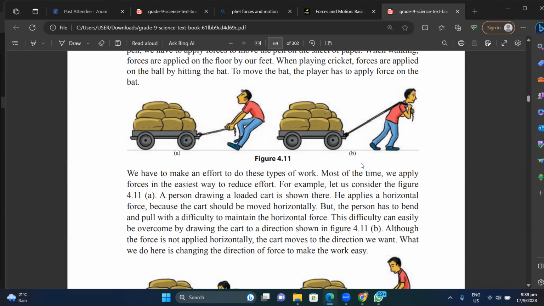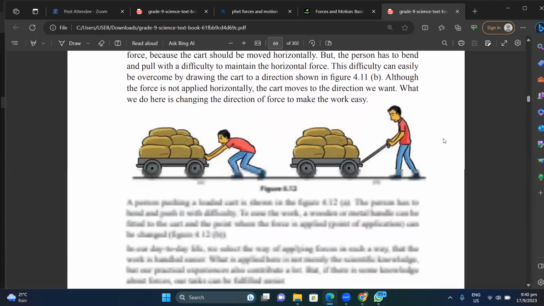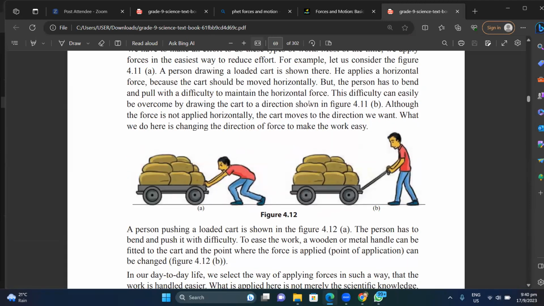Right. Okay. Here, in the first one, both are applying a horizontal force. To give a horizontal force, you need to bend yourself, so then it is really difficult to provide a force. But on the other hand, by changing the direction, there is an angle here. It is not horizontal, it is given at an angle. But you don't need to bend yourself, so that will be easy. Right? Changing the direction of force.